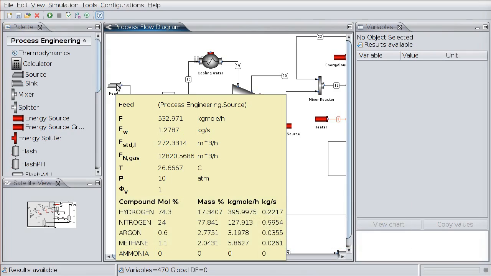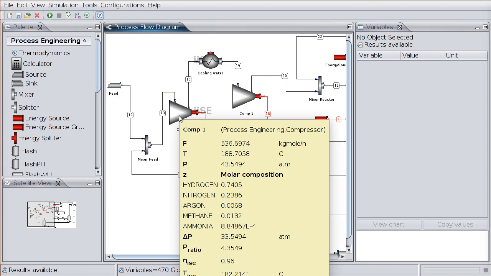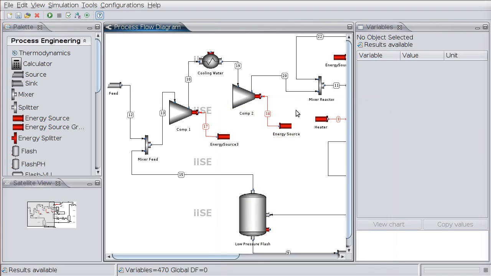So in order to react nitrogen and hydrogen to get ammonia, we need high temperature and pressure. So the first thing to do is to compress the feed. We will do this in two stages. In the first stage, we get around 40 atmospheres. In the second stage, we reach 200 atmospheres. Then the compressed gas goes to the reactor.